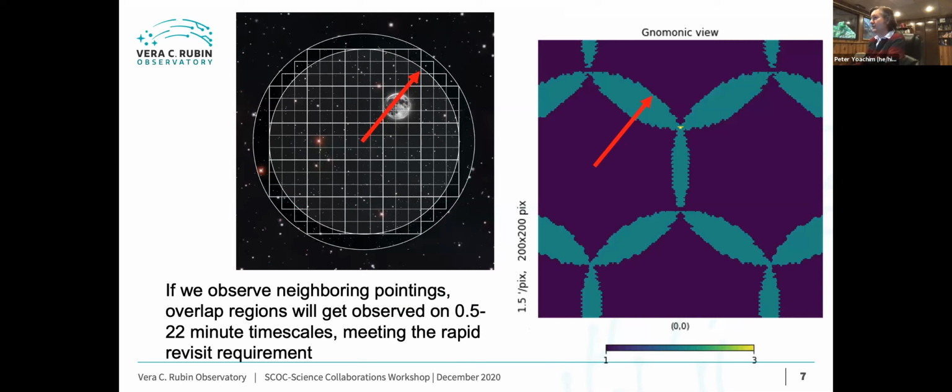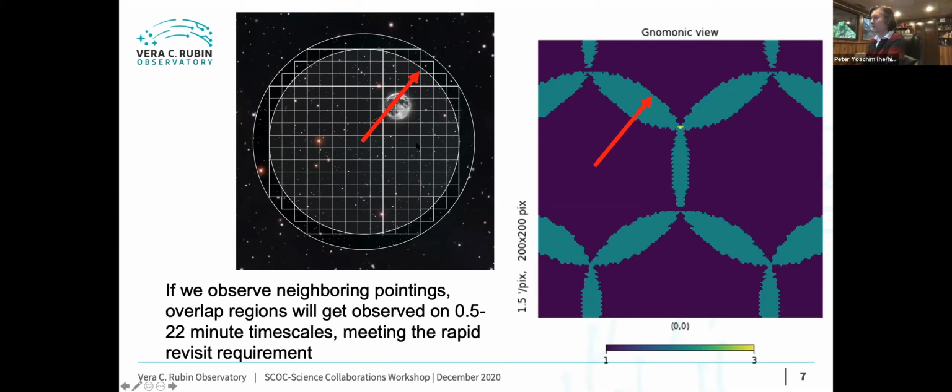We emphasize observing neighboring pointings. And so this is a zoom in on what a sky tessellation for the night might look like. You can see we've got these overlap regions. And so this is how we're going to meet one of the science requirement document's requirements of having fast revisits. So this area will be revisited on very short time scales, whereas the purple area is getting observed once, and we'll kind of repeat those observations on 22-minute timescales.